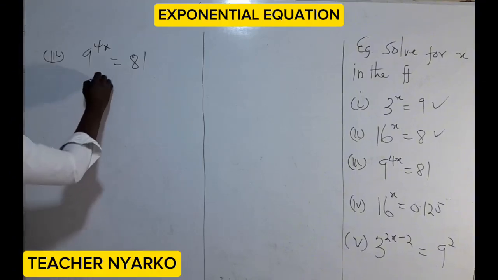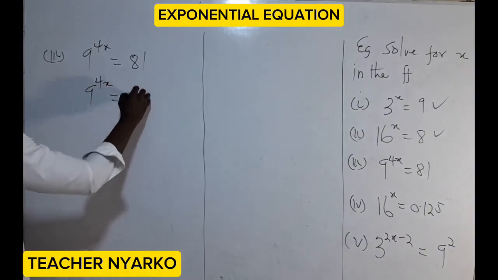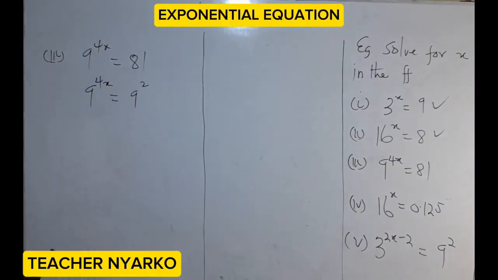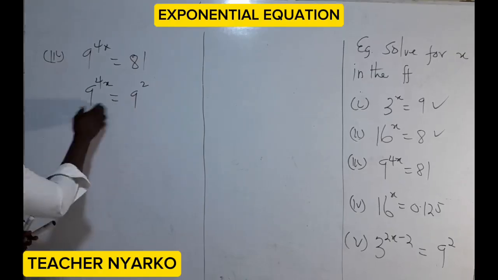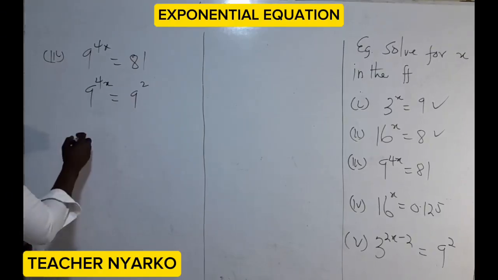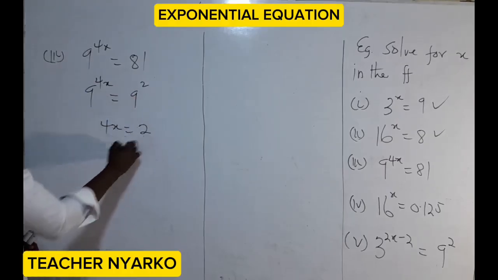So we have 9 exponent 4x. This is equal to 9 squared, because 9 squared will give you 81. I hope you understand that. So the bases are the same now, and so we can say that the exponent for x here is equal to 2. We are solving for x.